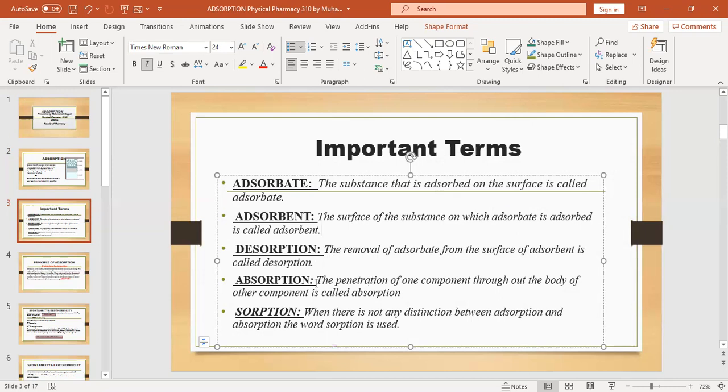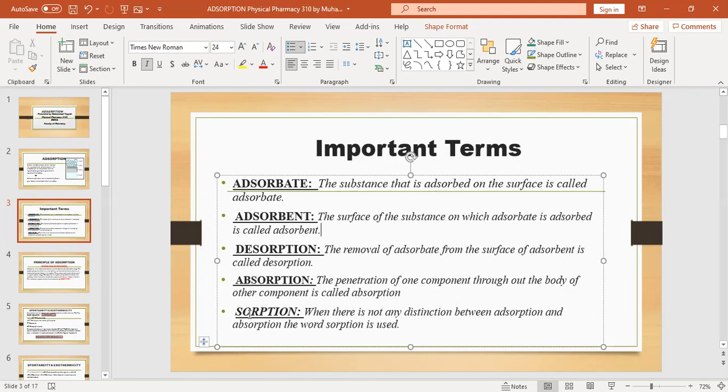Absorption. Students, you must have a clear idea of the difference between absorption and adsorption. Absorption is the penetration of one component throughout the body of another component. This phenomenon is called absorption. It means the molecule will penetrate into the other molecule, while in adsorption molecules are simply added on the surface. There is no penetration in adsorption, while absorption requires penetration of one component throughout the other component.